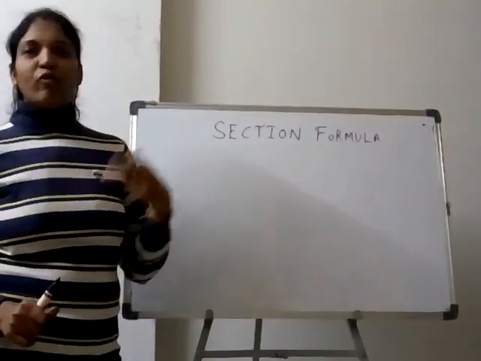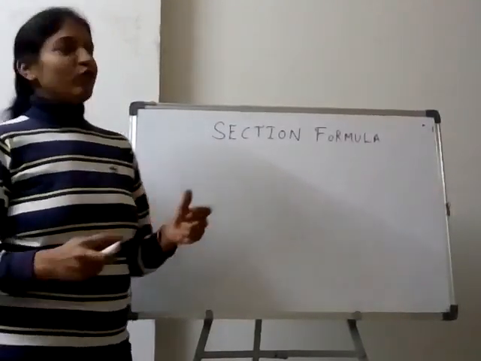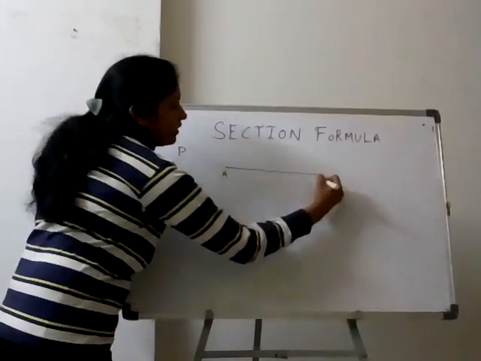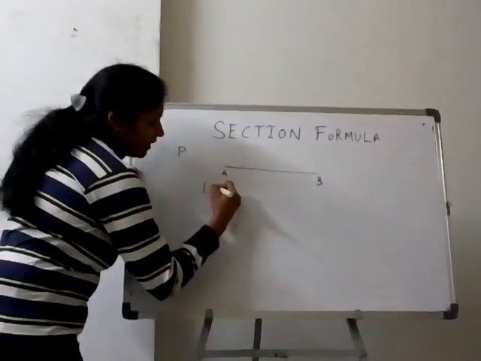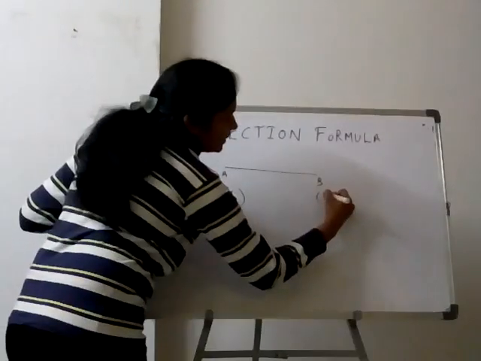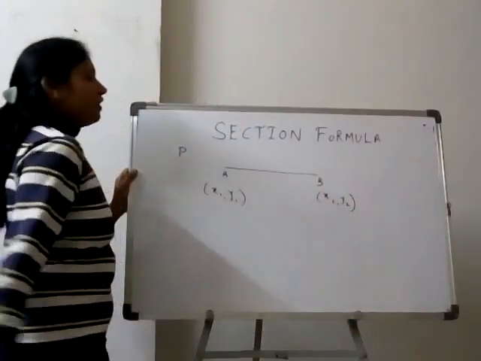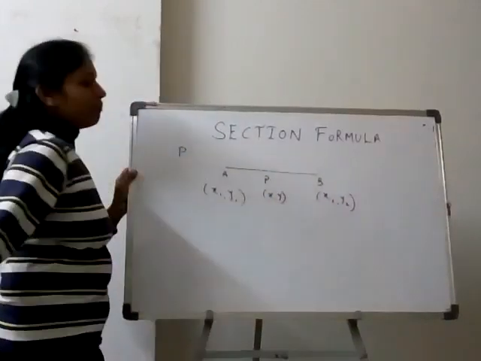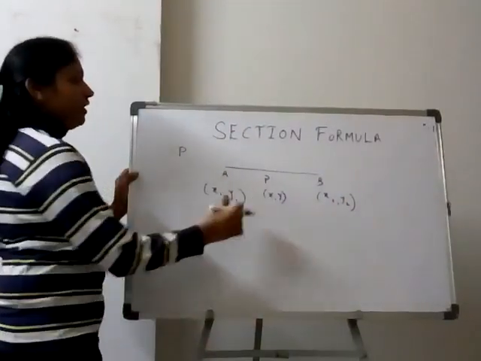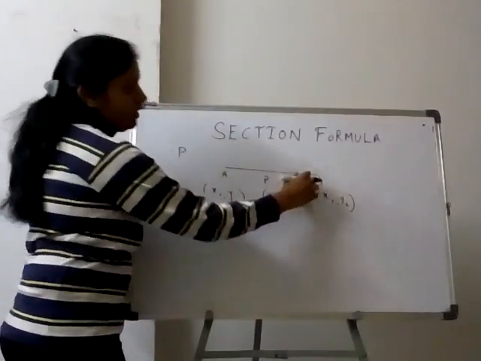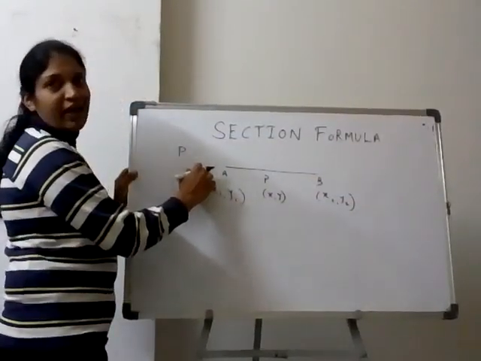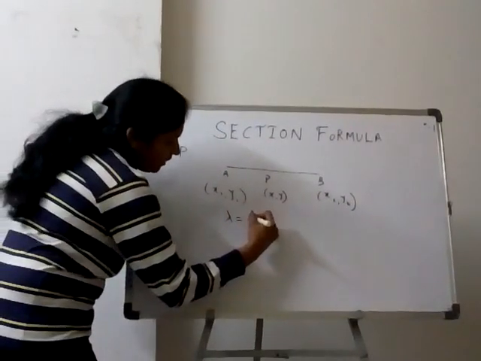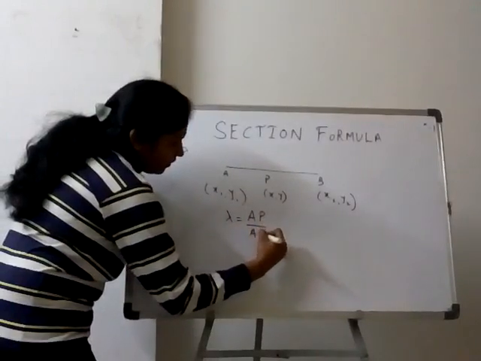Now what have you already done in 10th standard? If point P we are taking, there is a line segment AB. If A is x1 y1 and B is x2 y2, and point P divides AB, we'll take the coordinates of P as x and y. If point P divides AB from side A, then lambda is equal to AP upon PB.